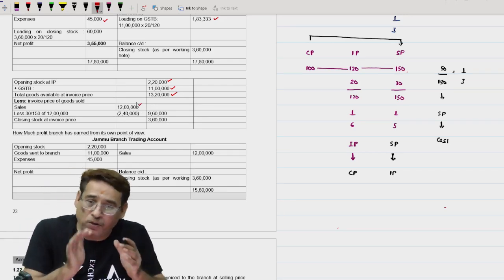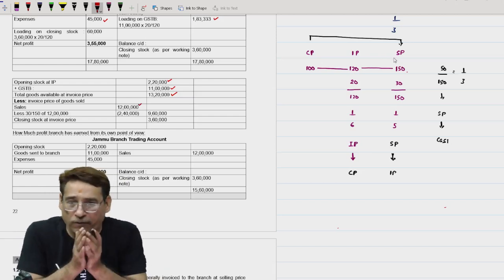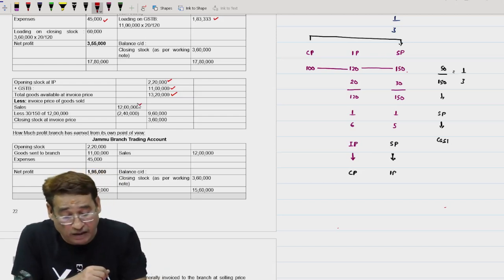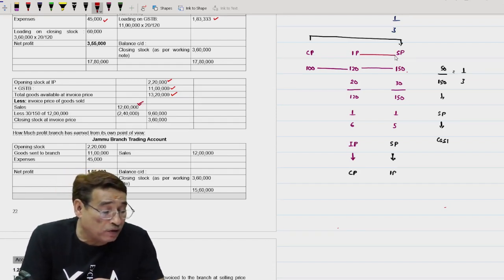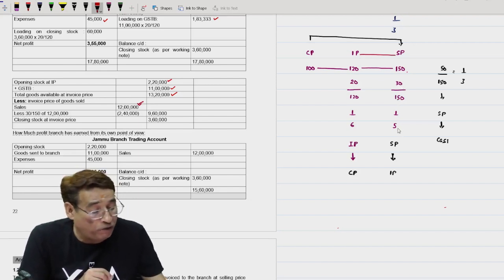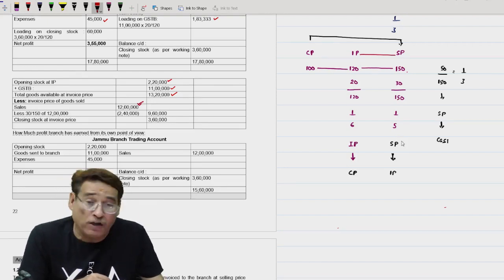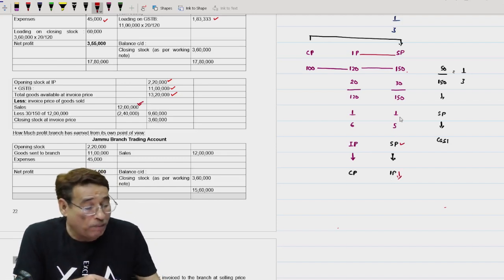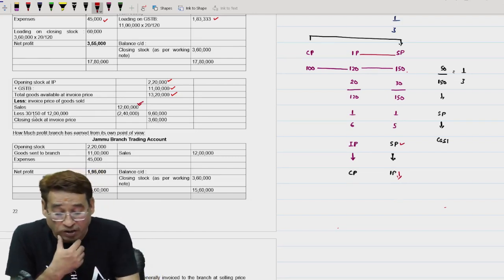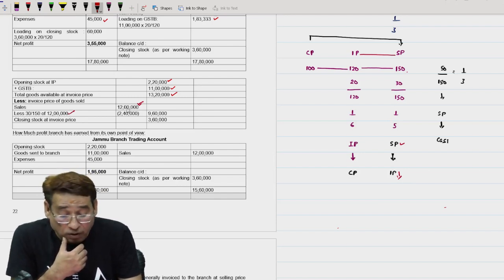So in order to know the invoice price, first of all, you have to think coolly. These are at selling price, and you have to convert it to invoice price. So you take the difference of invoice price and selling price. The difference is 30 and your rate was 30 by 150, that is 1 by 5. I told you if you apply this rate on selling price, then selling price will fall back to your invoice price. This is exactly my target here. So I am going to apply this rate, 30 by 150 or 1 by 5, to 12 lakh. So 2,40,000 is the loading.